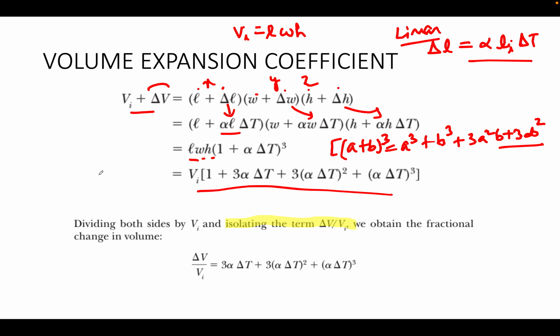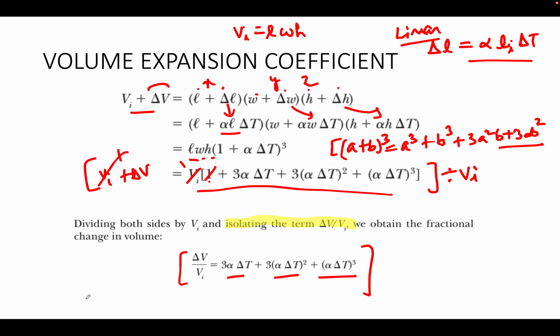Now let us simplify this equation by a simple process like dividing the whole equation by the Vi term. Once you divide it, this will become 1, this will be again 1. The delta V by Vi is coming here. Plus 1 is here, minus 1 is here, they will get cancelled out. So 1 has been eliminated from this equation. We are left with 3 alpha delta T, plus 3 (alpha delta T) square, plus (alpha delta T) cube. So we have got an expression till the third order.